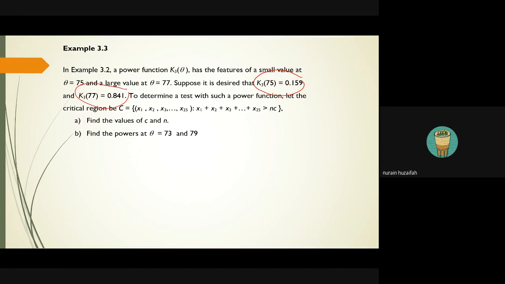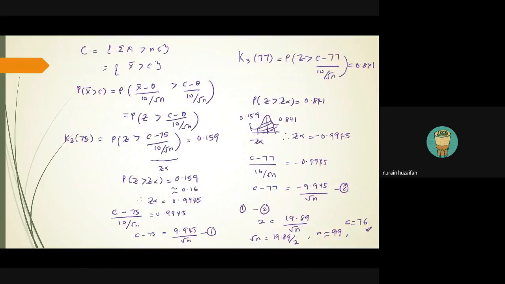Okay, so that means we standardize, we change to X bar. So X bar greater than C. So standardize, so Z greater than C minus theta over 10 over square root of N. The same as sigma, sigma square is 100. Okay, so now you want to find N and C.